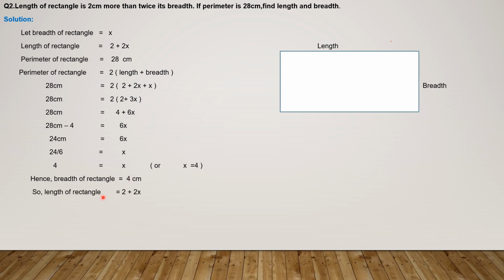Now we will find length of rectangle. Length of rectangle is 2 centimeter more than twice of breadth. So put the values over here. 2 plus 2 times the value of x that we have already found, which is 4. 2 4s are 8. 2 plus 8, that is 10 cm. Hence we have found value of breadth and length.